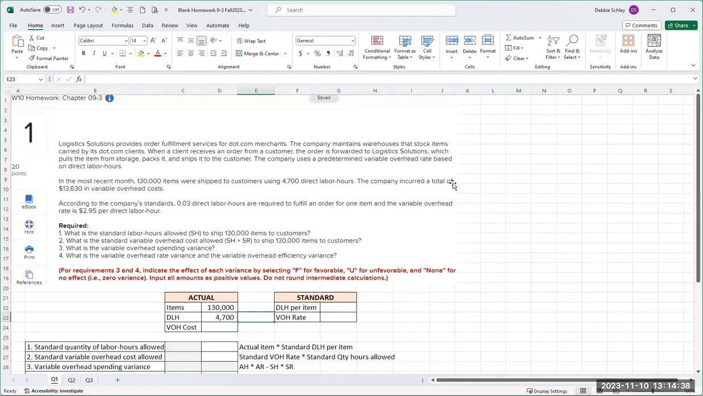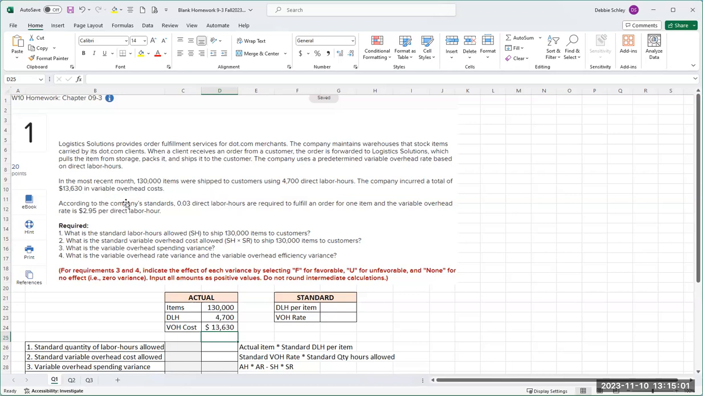The company incurred a total of $13,630 in variable overhead costs. 13,630. And if you notice, this is units, this is hours, and this is money. So make sure you're labeling things correctly to keep things straight.